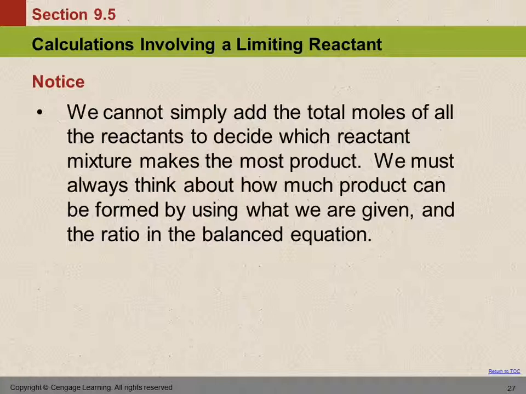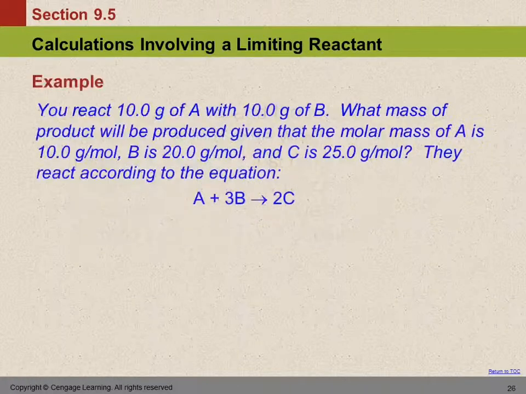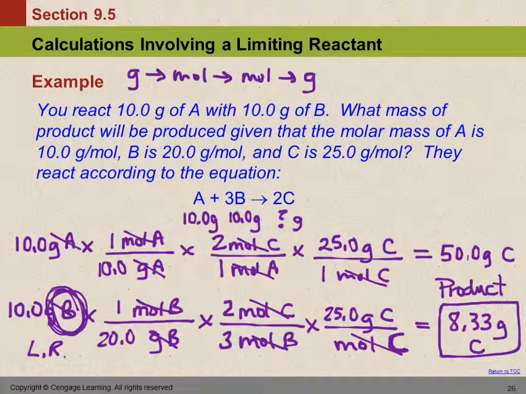So we can't simply add the total moles of all the reactants and decide which reactant mixture is making the most product. You actually have to do these calculations, okay? There's no shortcut. Question? Must be the limiting reactant because of how much it was on the sample. It's only 10 grams and it's 20 grams per mole. But the equation says we need 3 of B. Is that why it's the limiting?